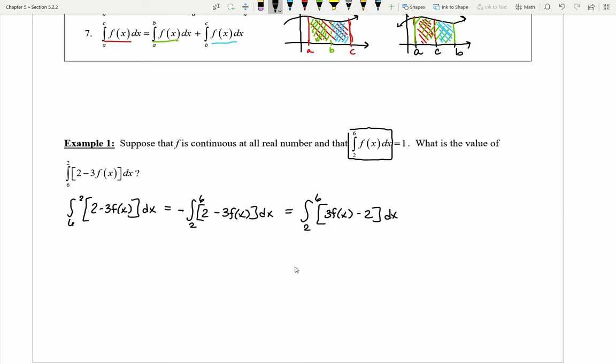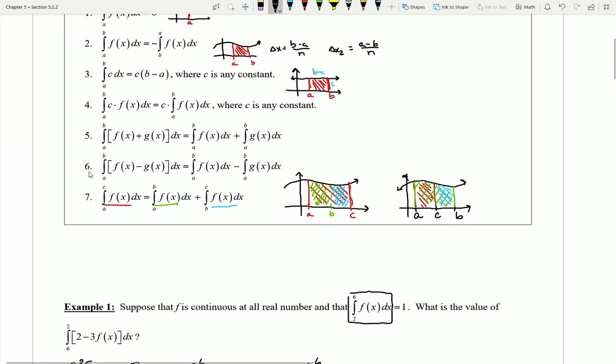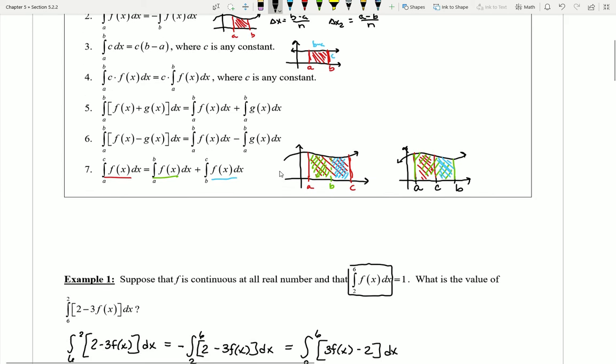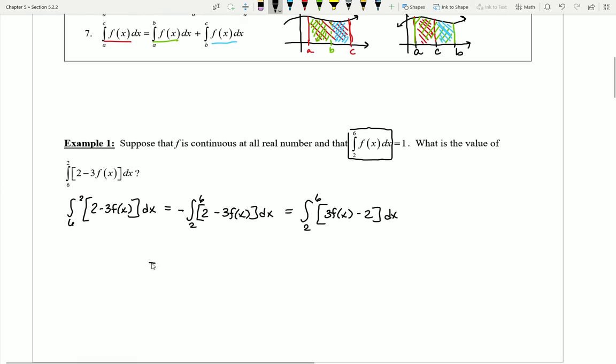Well, what property can I use now? Notice I'm getting closer to being able to use this portion, but since this is all one symbol, and I don't see that exact same symbol down here, I can't replace the value of 1 yet. Well, maybe I could make use of property number 6, which says if I have a formula minus another formula that I'm integrating, I can separate that into 2 separate integrals. So maybe I can separate this into an integral from 2 to 6 of 3f of x. Don't forget you need the dx on there. And then minus an integral from 2 to 6 of 2 dx.